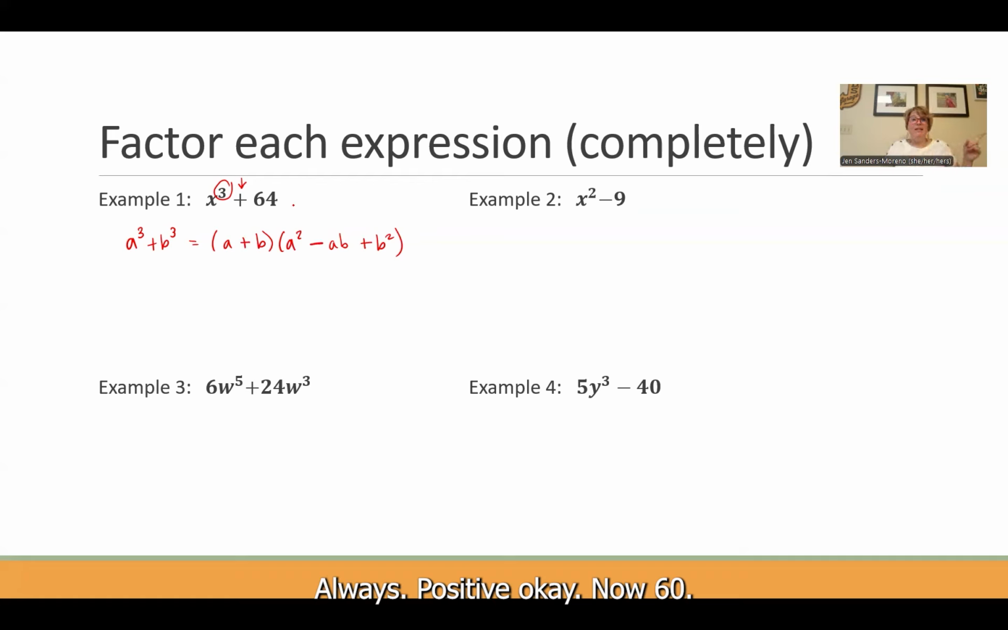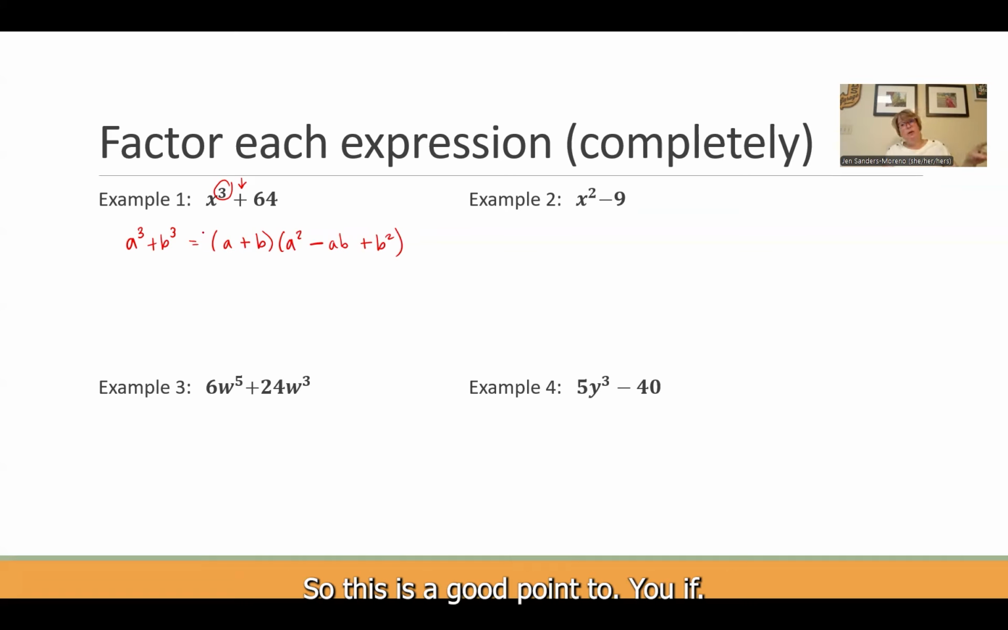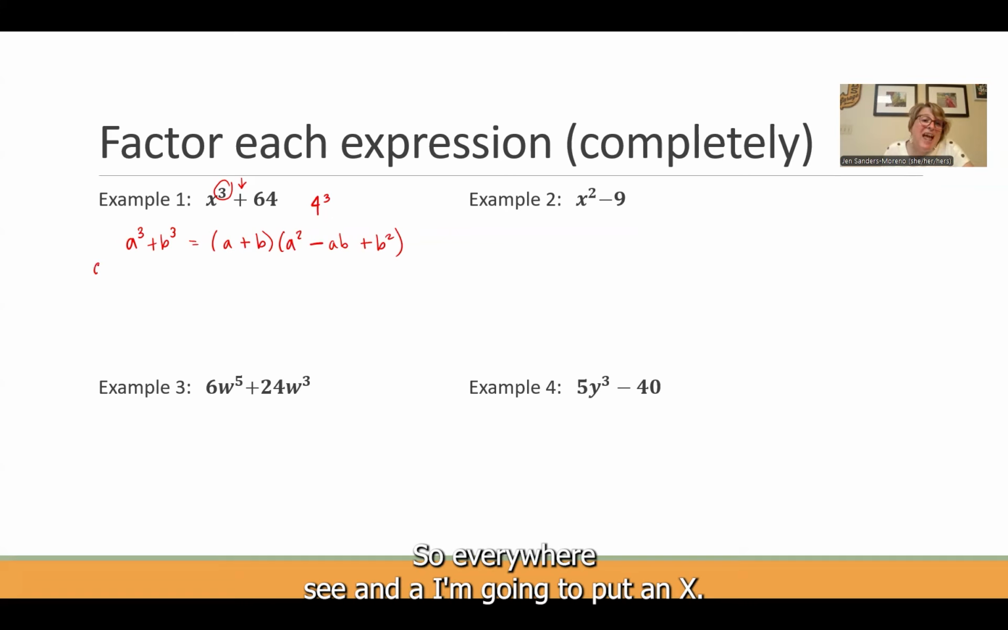Boom. Okay, now 64 is 8 squared, but that's not going to do us any good because I need a cube. So this is a good point to, if you aren't familiar with your cubes, 2 cubed, 3 cubed, 4 cubed, memorize the first couple. 4 cubed is 64. Okay. All right, so here's how it's going to work. Everywhere I see an A, I'm going to put an X. Everywhere I see a B, I'm going to put a 4. And that's it.